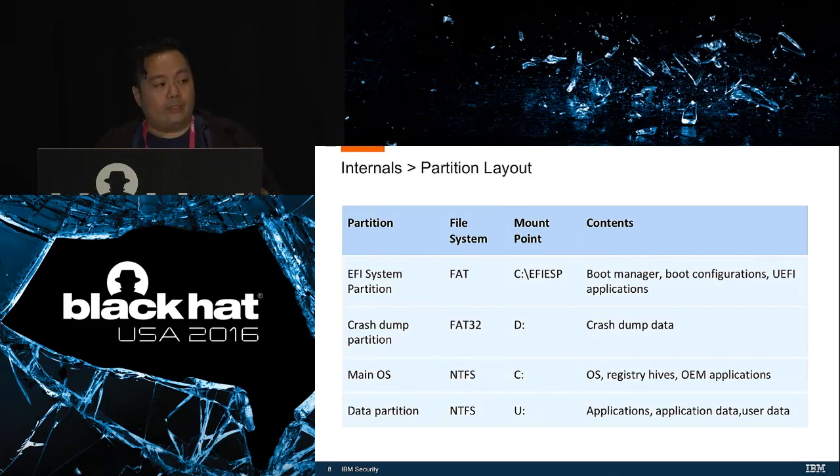The crash dump partition will contain crash dumps that were dumped when a crash occurred that caused the device to restart. It's mounted on the D partition. The main OS partition contains all the components of the OS, such as the registry hives, the system binaries and OEM applications. It is mounted on the C drive. The data partition, on the other hand, is mounted into the U drive, but it is also linked to a folder in the C drive named data, and it contains the installed applications, the user data, and the application data.